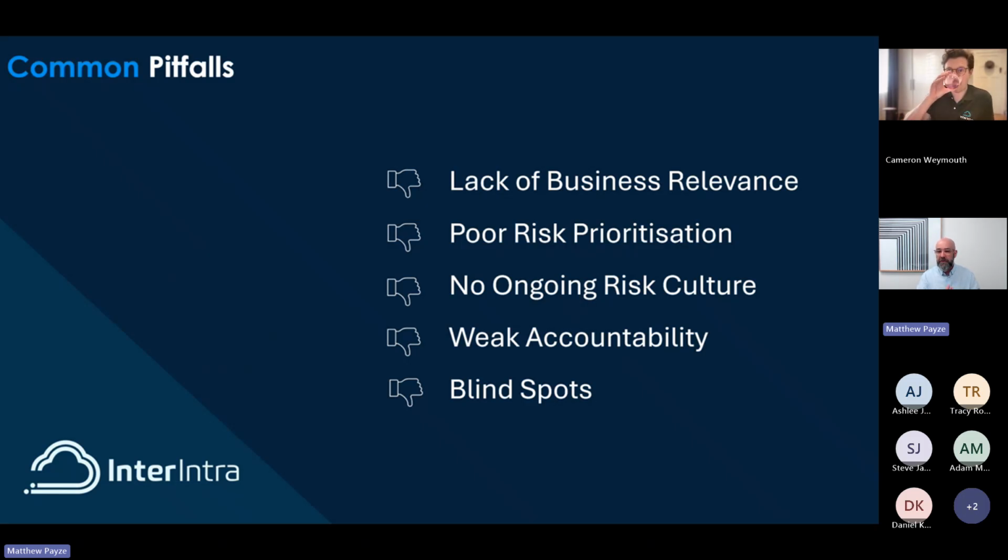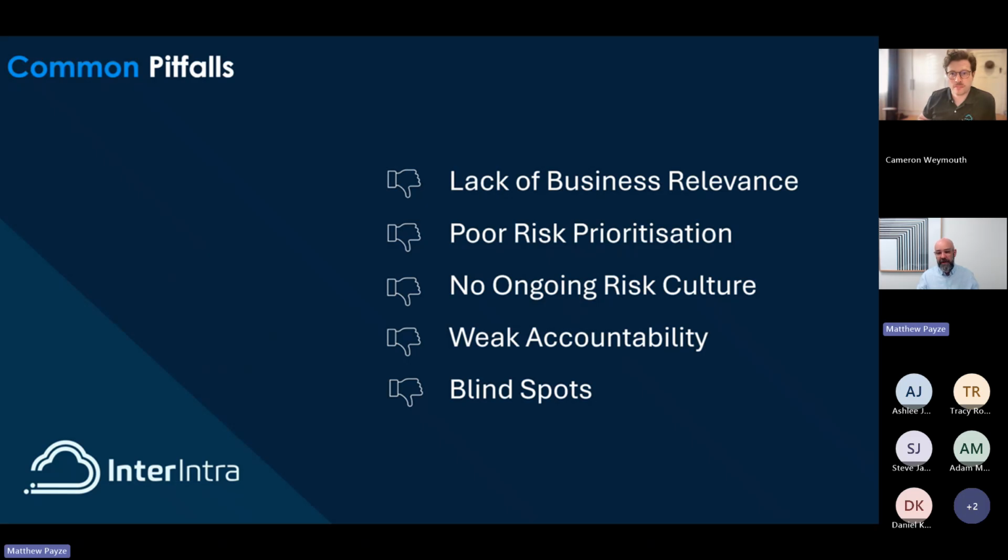No ongoing risk culture. So often I've seen risk being treated as a one-time activity. No follow through on treatment or regular reviews. This is really important. And that leads into the next one, right? Weak accountability. If there's no clear owners of risks, there'll be no follow through, right? Once someone's been assigned something or they're the owner of something, you're generally going to get some sort of action taken.